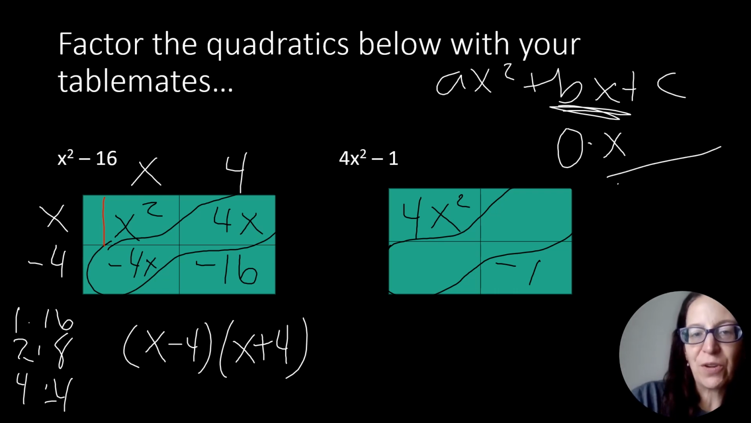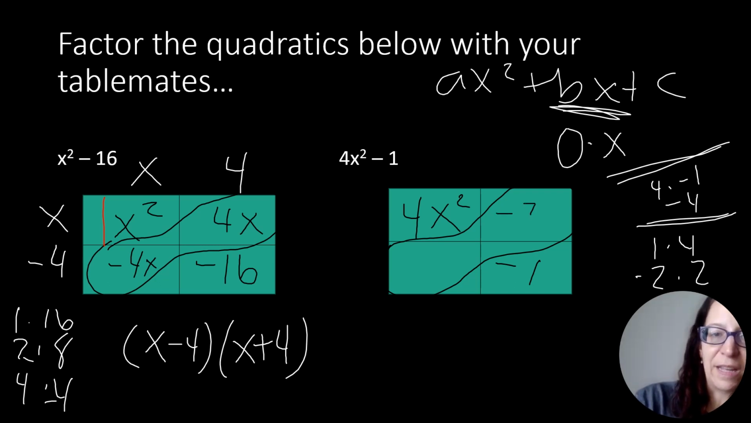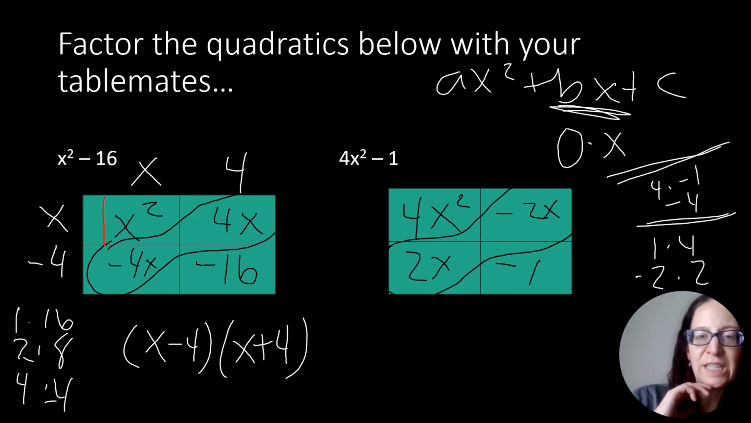Doing our scratch work over here on the right, 4 times negative 1 gives me the negative 4. And then we can generate our pairs. So we have 1 times 4 or 2 times 2. And again, if I'm looking for a middle term of 0, then if one of those twos is negative, negative 2 plus 2 would give me the 0. And negative 2 times 2 would give me the negative 4. And so this would be negative 2x and 2x.